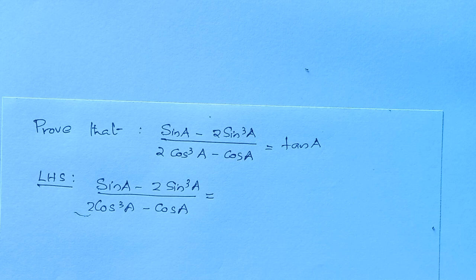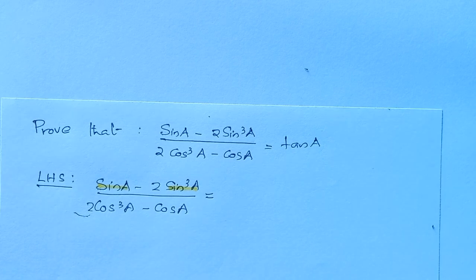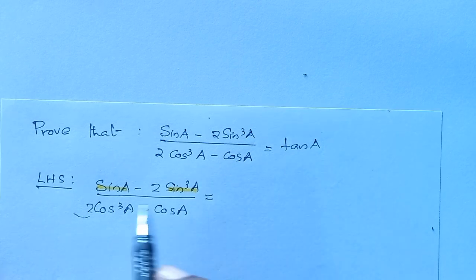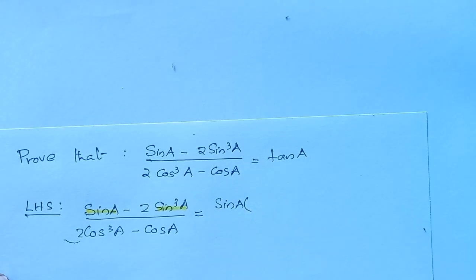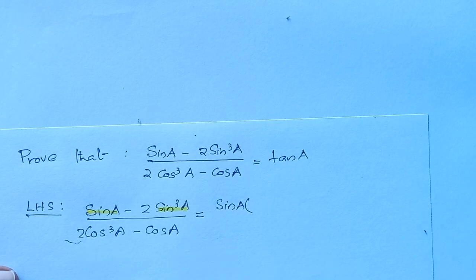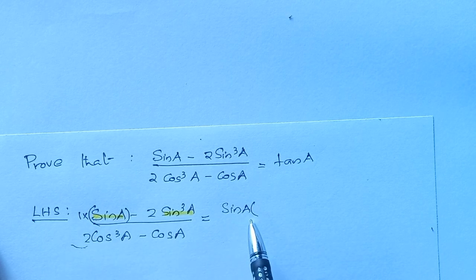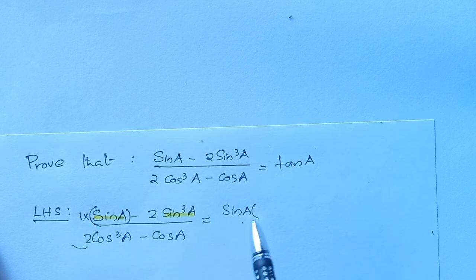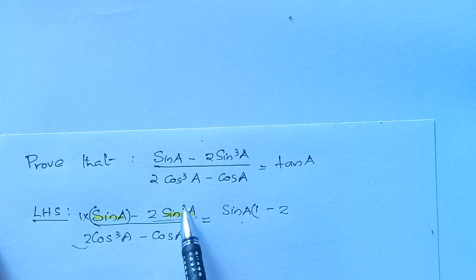When you look at the numerator, you could find a sin a is common. So let's take sin a as common outside. The first sin a is sin a into 1, so when you take sin a as common, we get the first term as 1 minus, from the second term 2 sin cube a we took one sin a outside, so the remaining is 2 sin square a.